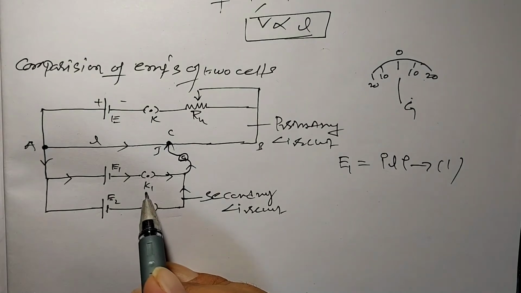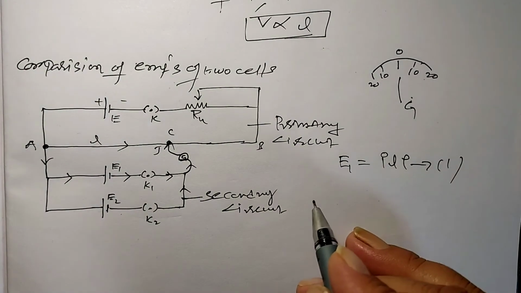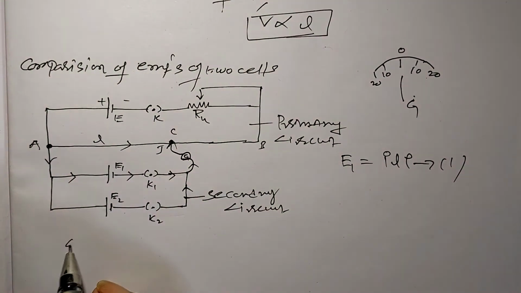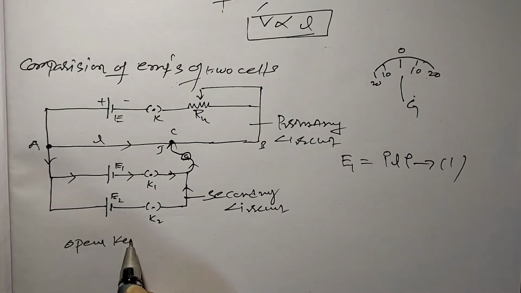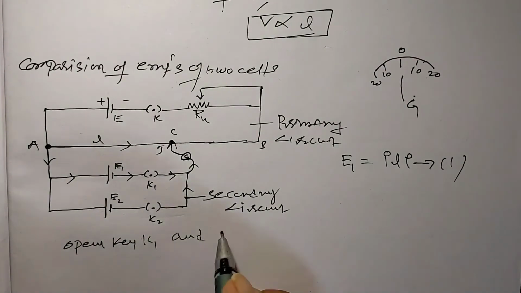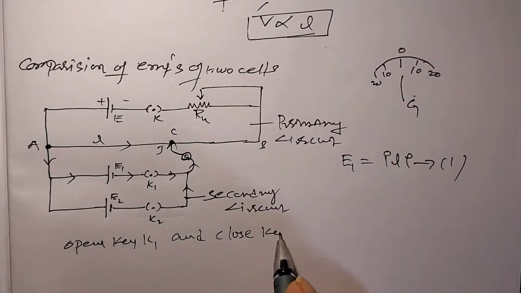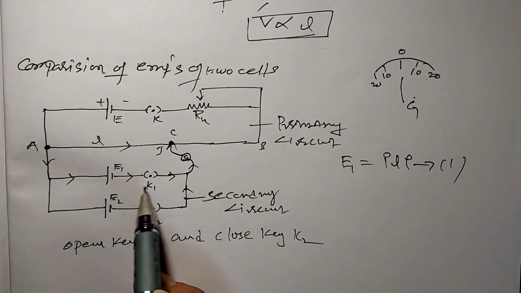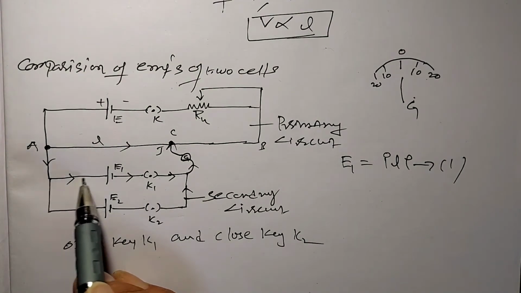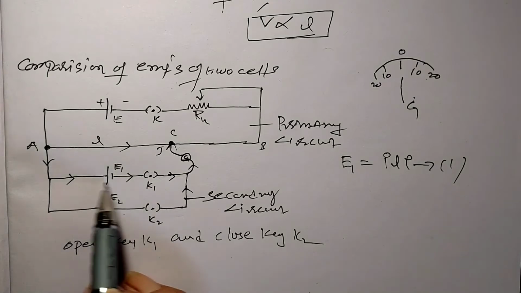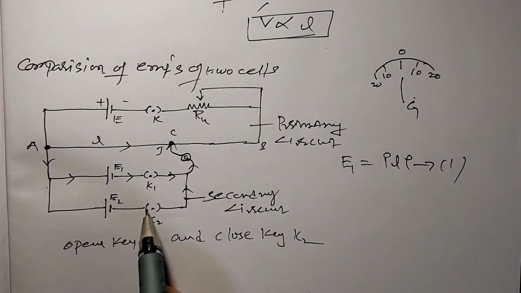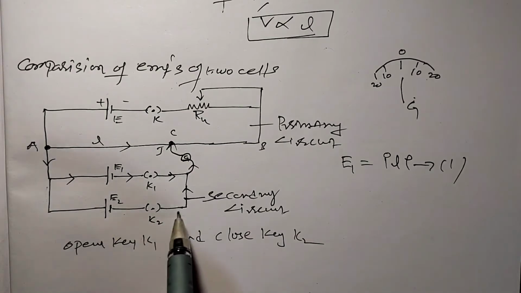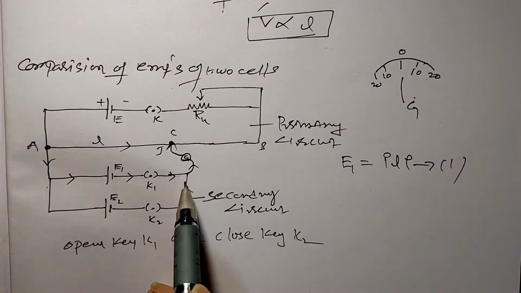Now open key K1 and close key K2. Open key K1 and close key K2. Now what happens? Whenever this key is open, the current is not passing through this first cell. It is passing through the second cell. Why? Because the second cell of EMF E2 is closed. The current comes along this direction.